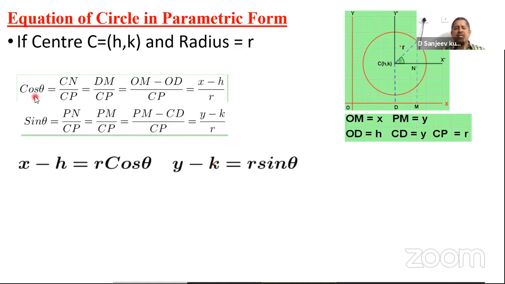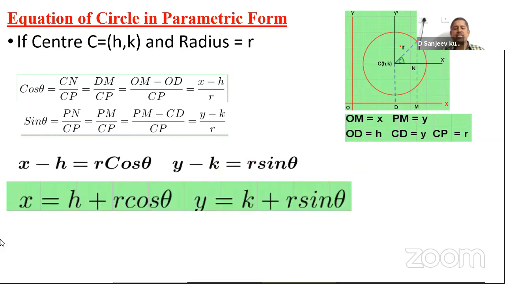Now, when you take the cross multiplication, X minus H by R is equal to cos theta. So we can write X minus H is equal to R cos theta. And Y minus K by R is equal to sin theta. So you can write Y minus K is equal to R sin theta. So bring H to the other side and K to the other side. So we get the equation as X is equal to H plus R cos theta, Y is equal to K plus R sin theta. So this is the equation of a circle.